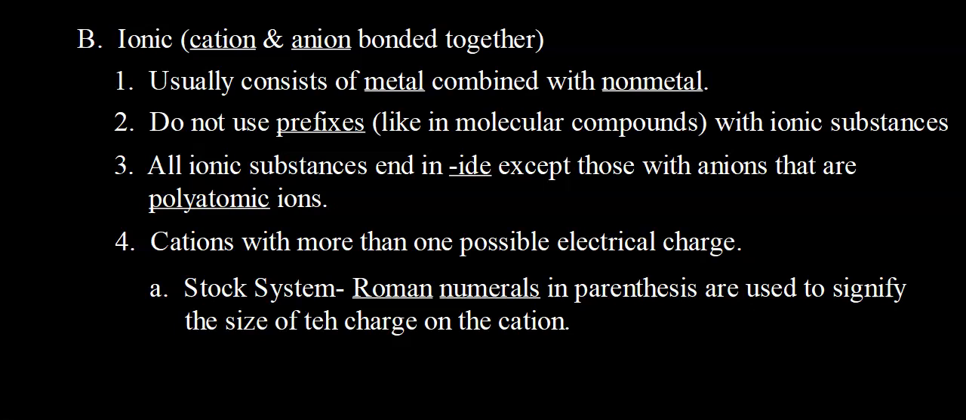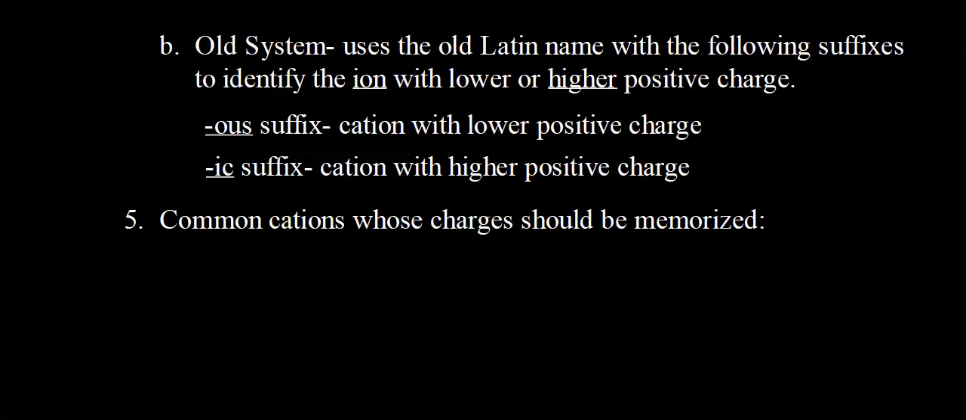There are, as you know, metals that can form more than one possible charge. For these, we can use the stock system, which involves using Roman numerals. And the Roman numeral tells us the size of the charge. The other way to name these ions is by using the old system, which uses the older Latin name. And again, we talked about this before. The suffix we use depends on the higher charge versus lower charge of that particular ion, or oxidation state, since we learned about oxidation numbers. So the ion with the lower oxidation state is given the ous suffix, and the ion with the higher oxidation state is given the ic suffix.